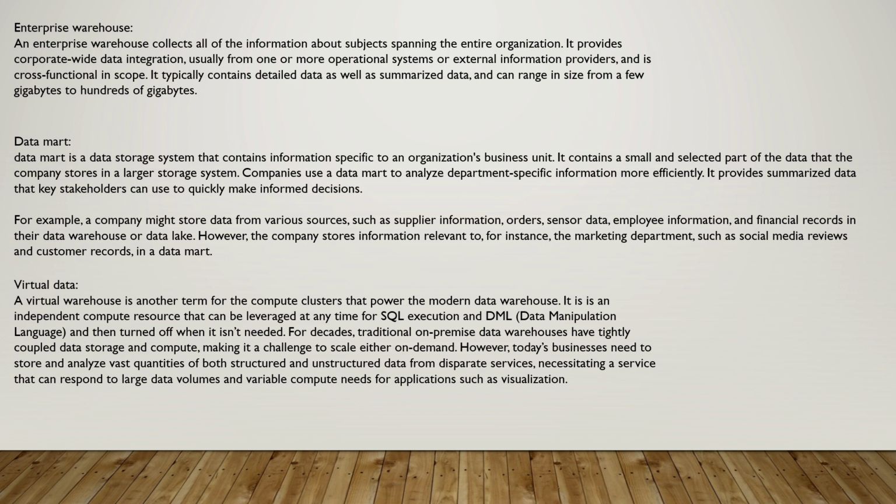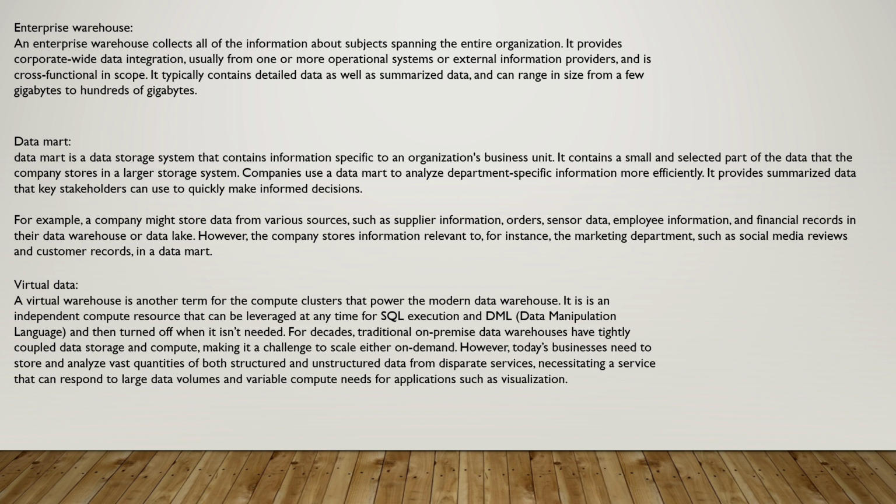The enterprise data warehouse collects the information of the whole organization, and it provides data integration, usually from one operational system to another operational system. It also has detailed as well as summarized data, ranging from a few gigabytes to hundreds of gigabytes. Second one is the data mart.